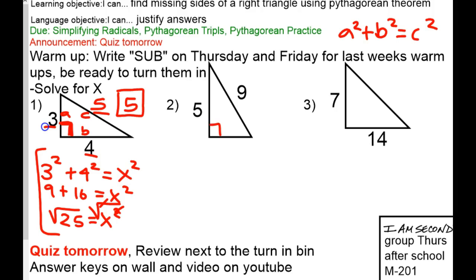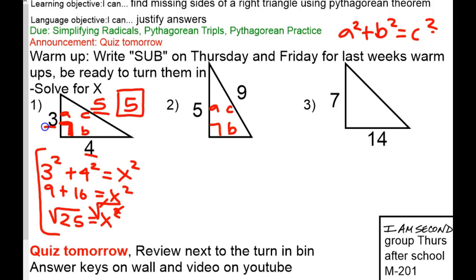I want to label my legs, A and B. So, here's my A, here's my B. They're both next to 90. And C is across from 90. C is going to be the measure of 9, right? So, I'm going to write my formula, A squared plus B squared equals C squared, okay? So, let's write that down, right? A squared, B squared, C squared.